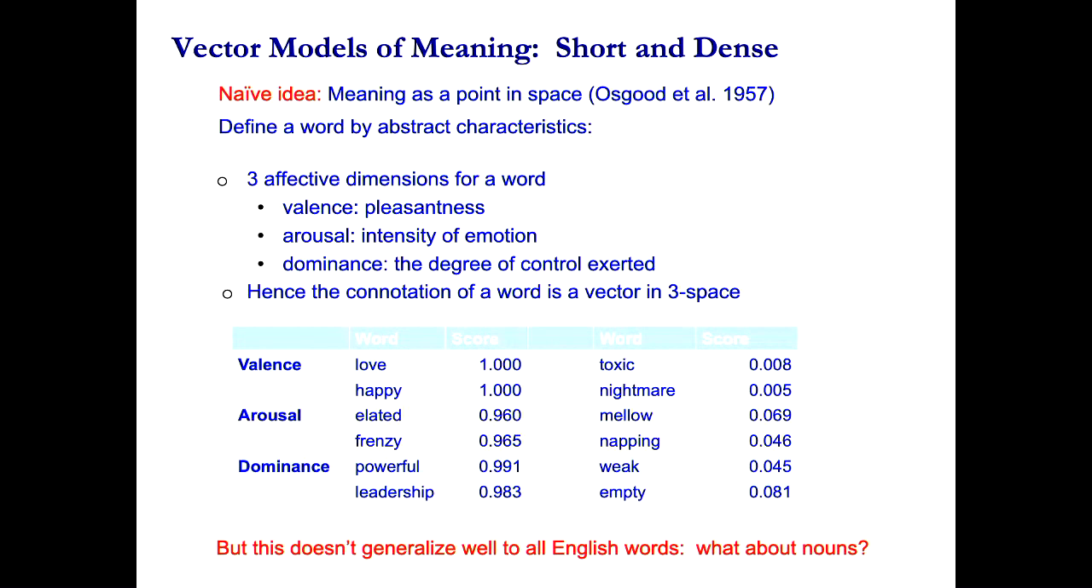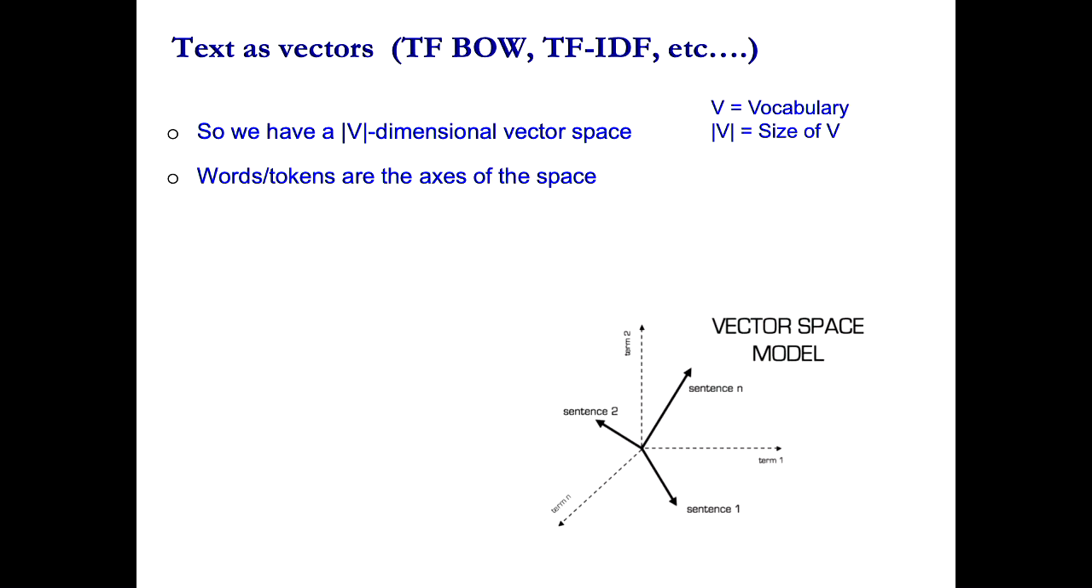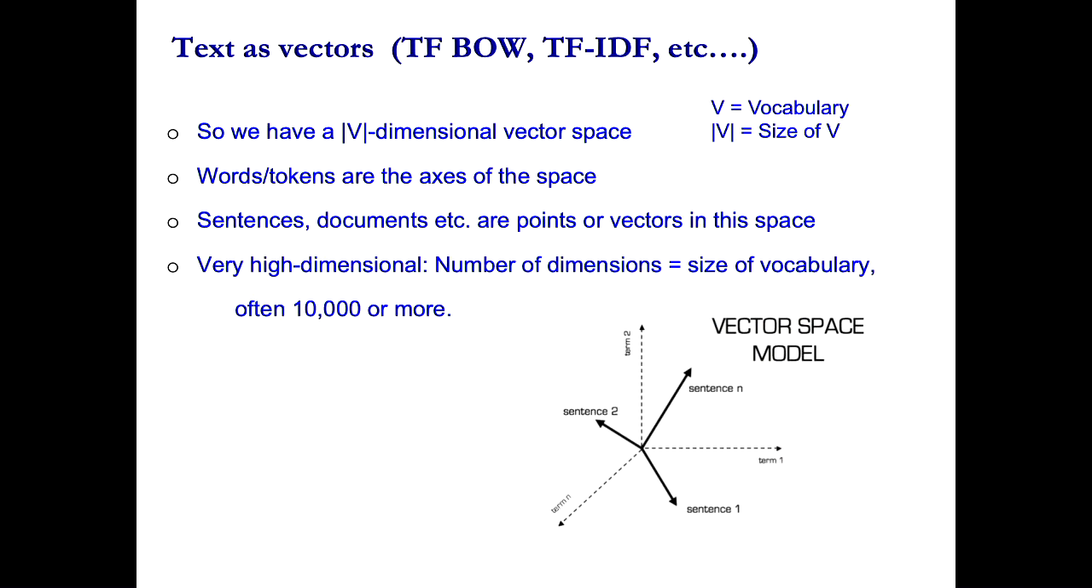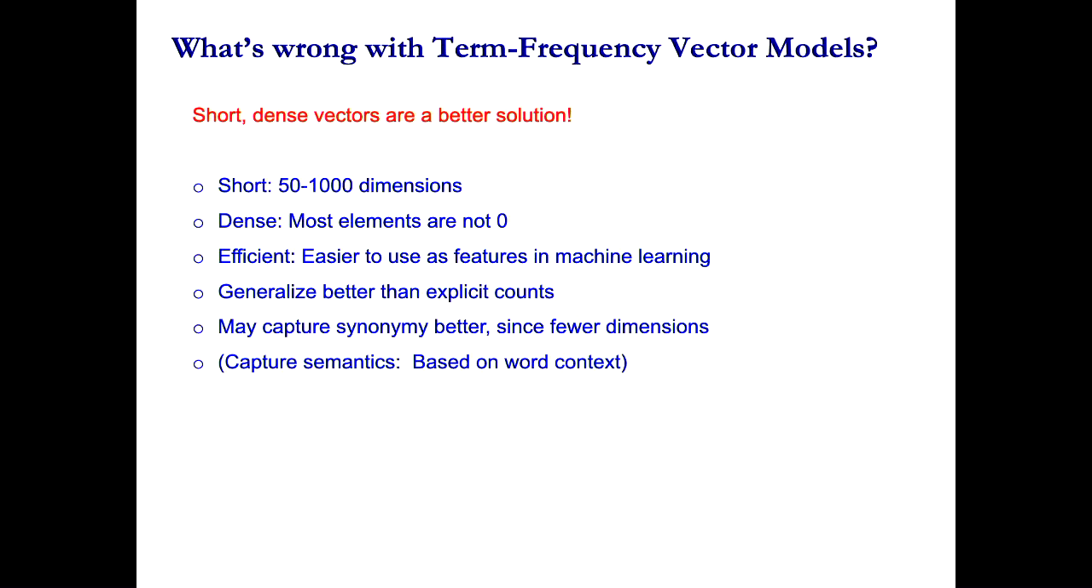And then he used human subjects, and everybody was supposed to rate words based on these three numbers. And so for valence, love was 1.0. For dominance, leadership was 0.98. For dominance, weak was 0.045. Arousal, if you're mellow, 0.069. But if you're elated, it's 0.96. You get the idea. We had exactly this kind of situation where three different parameters, every word was in that space of three dimensions. Valence, arousal, and dominance. Okay. He used it for some purposes. I wish him well. I guess he's not around anymore.